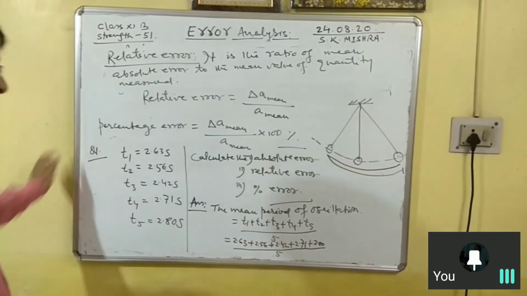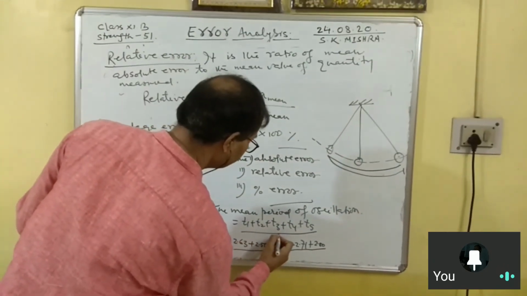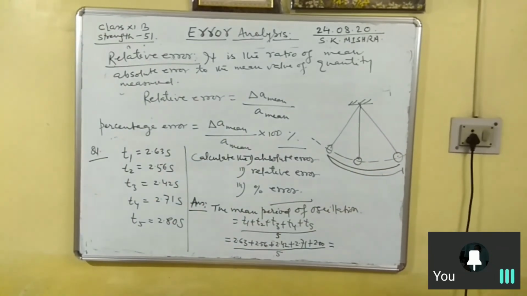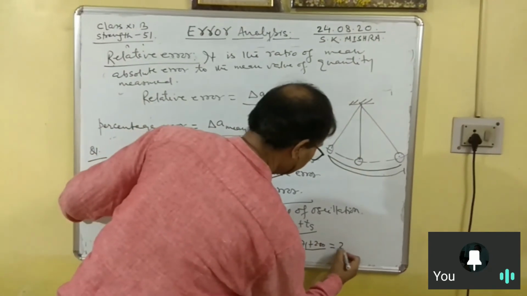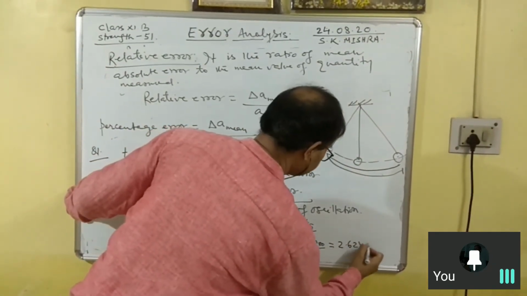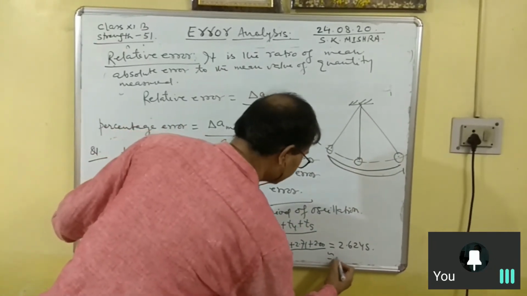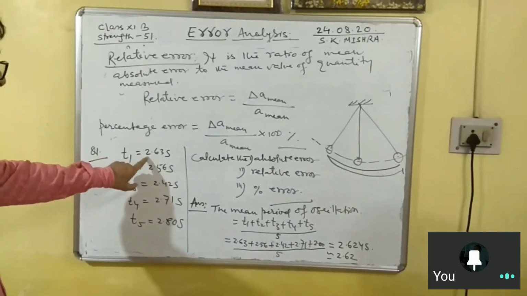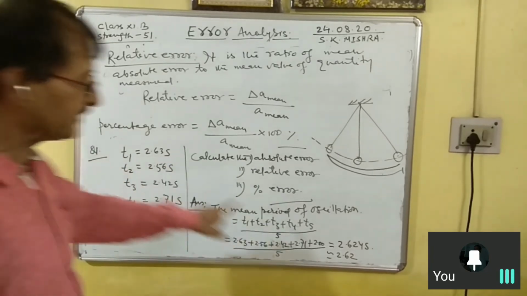You just add all this quantity and then divide it by 5. Finally you will get, I am writing directly, it comes to be 2.624 second. So this is approximately written as 2.62 second, because each observation has three significant figures. So then it is 2.62.